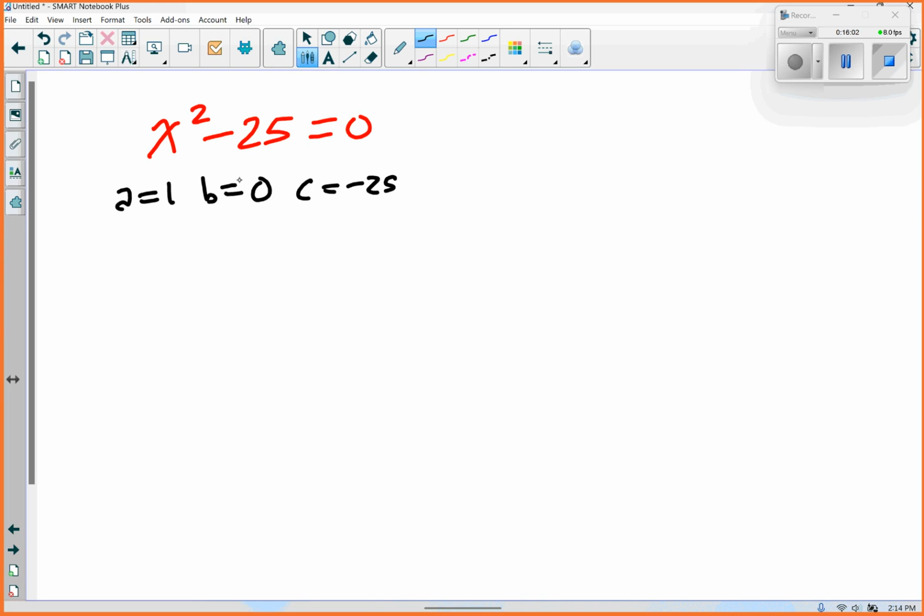Right? Nothing is 0? No. Because basically I don't have this. I'm missing this. No x squared. Because I don't have an x. So that's the same thing.